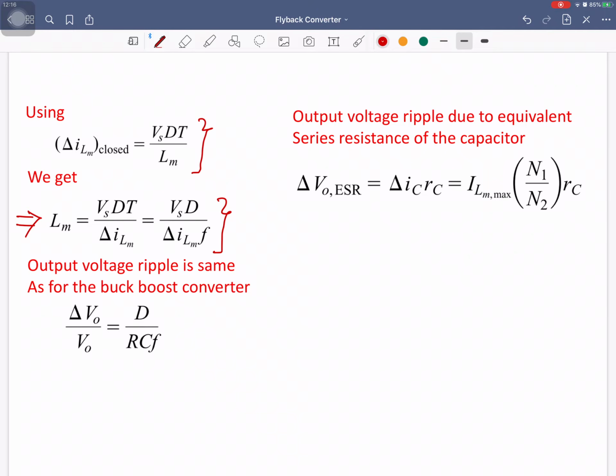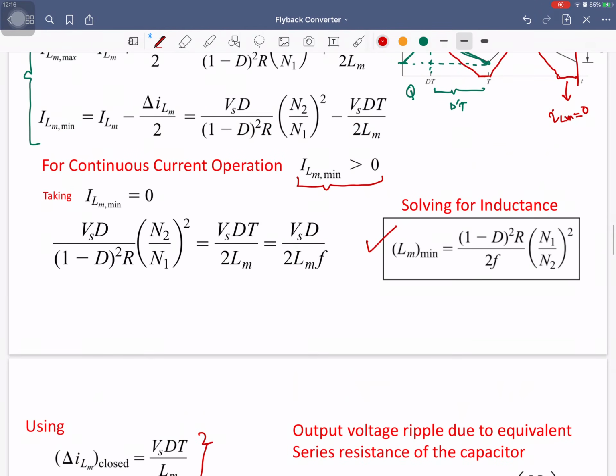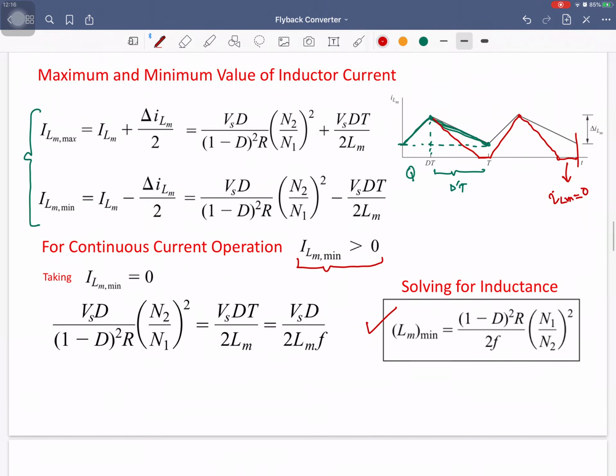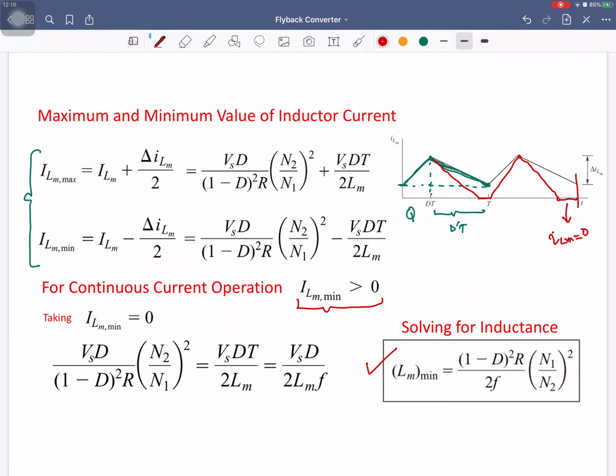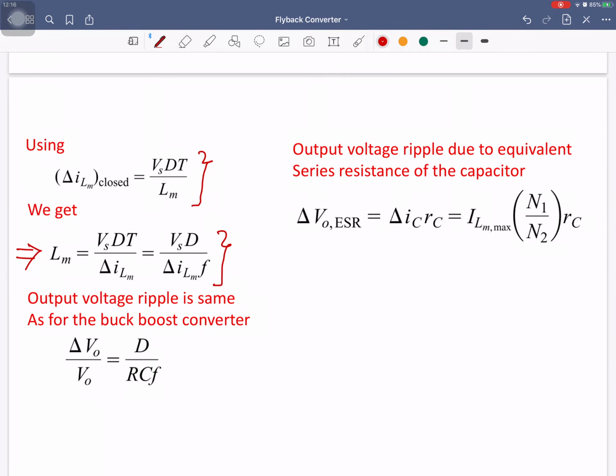We can calculate the inductance with the help of this, and we can find the minimum inductance with the help of this expression. So for continuous conduction mode, our inductance should be more than this one. And what should be its exact value? That can be determined from here: what current ripple you want to have in your circuit.